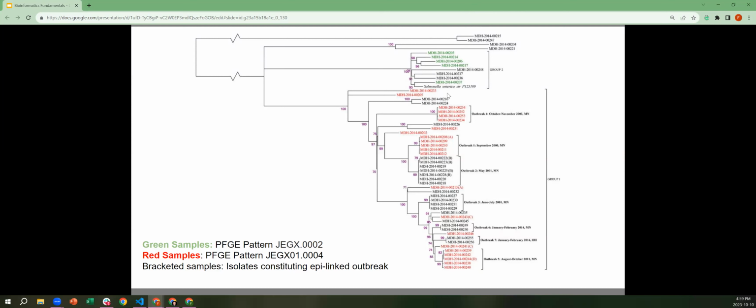But then when we perform sequencing, we can really see the intricacies of these relationships. We can see that there are not just two clades, but many subclades within each of these clades. So you can see that the green clade up top is clearly divided into two smaller groups of highly related samples. Within the red samples down here, we can see many different outbreaks occurring over time.